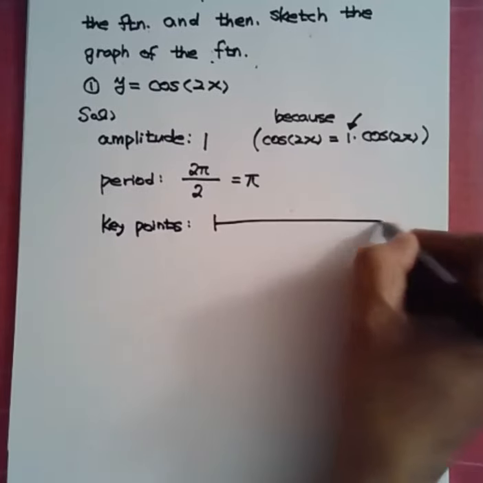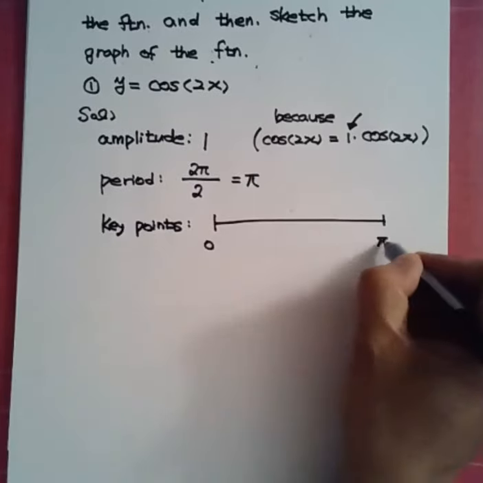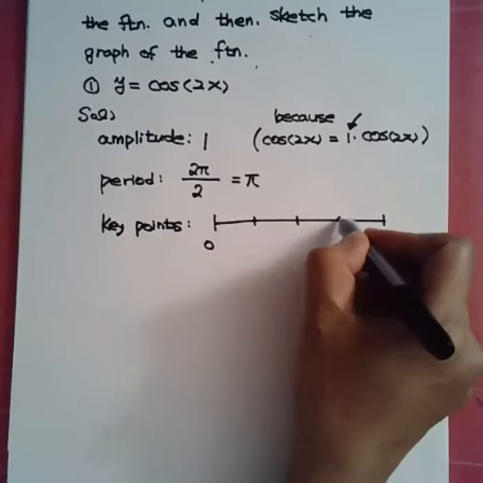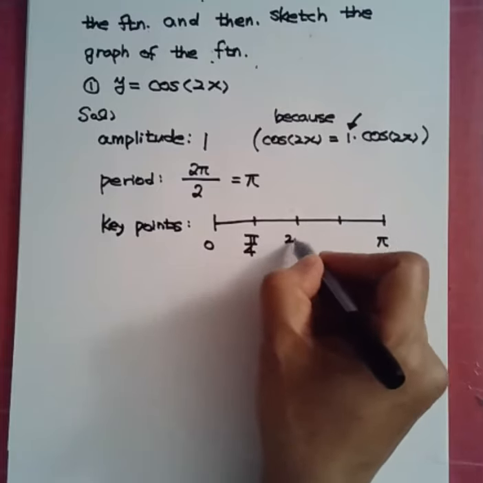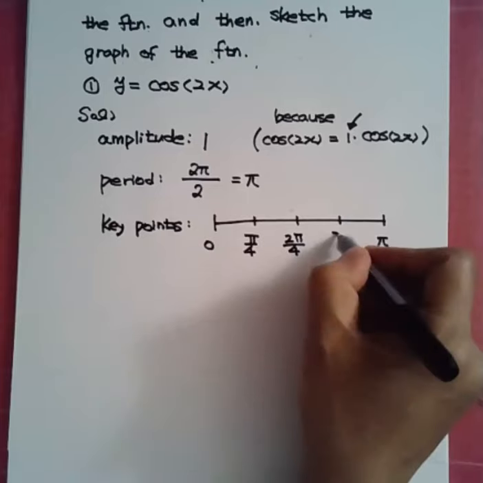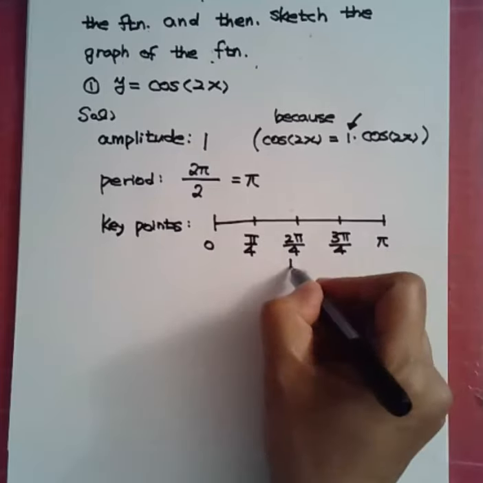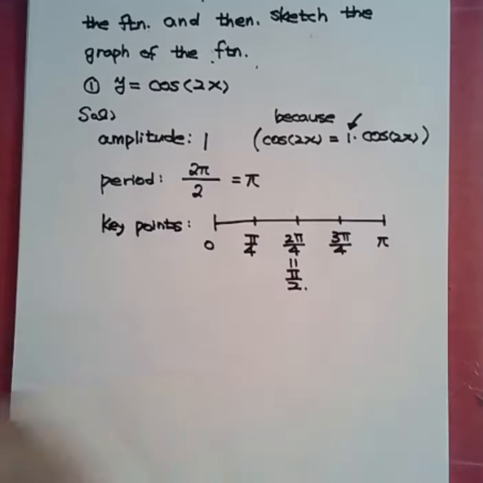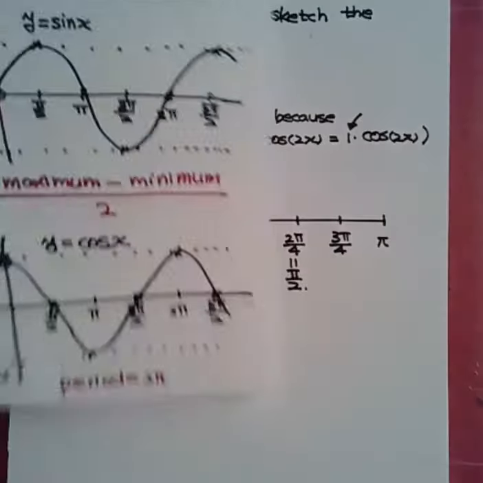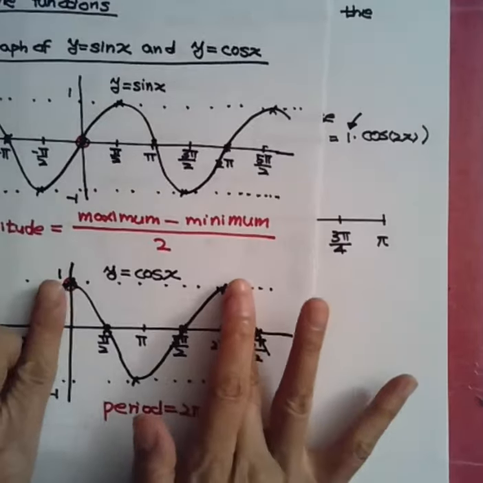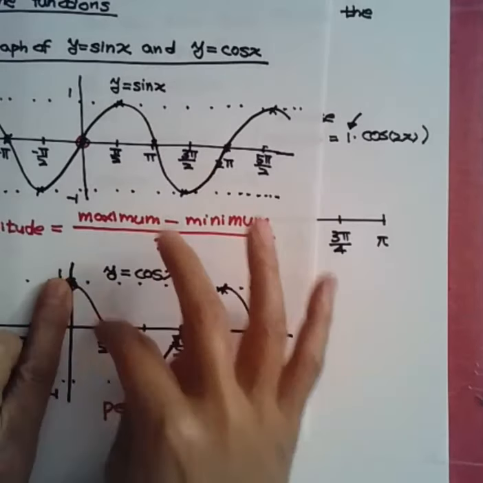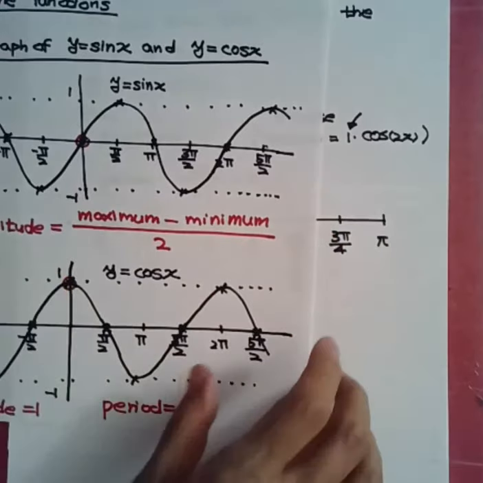I said key points divide one period into 4 equal intervals. So that is pi over 4, 2 pi over 4, and 3 pi over 4. 2 pi over 4 is pi over 2. The reason we are thinking about the key points is that there is a pattern of the cosine function within one period. It starts at the maximum, goes down, and goes back up to the maximum.